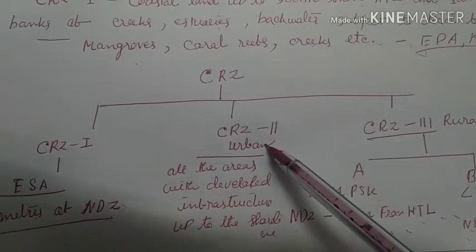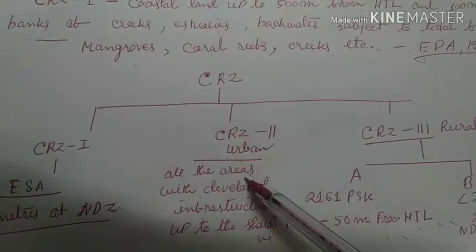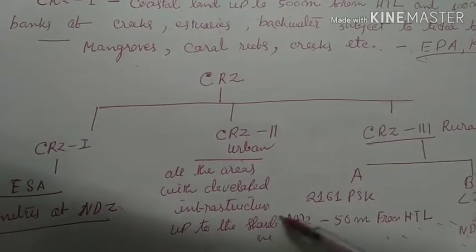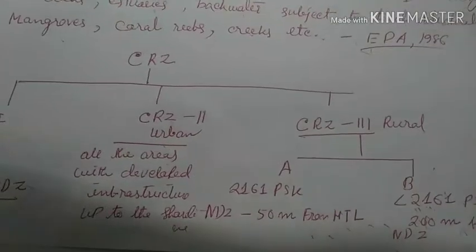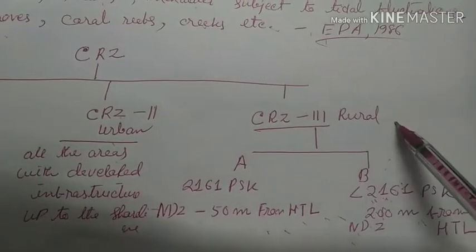Part 2 belongs to urban areas. These areas are actually already developed and there is no limitation here. All the areas with developed infrastructure up to the shoreline. And the core point that invites controversy is part 3. Part 3 are rural coastal zones.